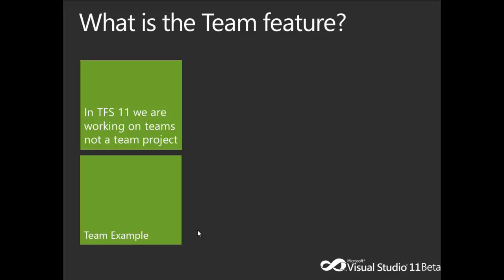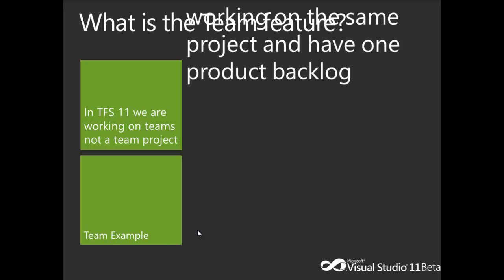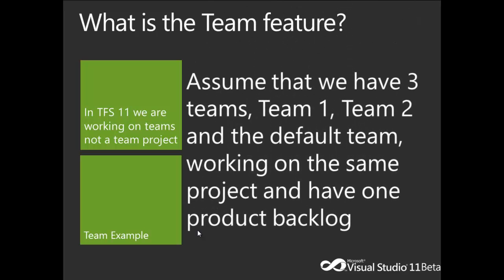To understand the team feature, let's see an example. Assume that we have three teams, team 1, team 2, and the default team working on the same project and have one product backlog. Although they are working on the same project, each team has different members, different backlog items, different days off, and so on and so forth. So let's give an example of what each team may have. And remember, all teams share the same product backlog, but each team manages its own backlog separately from other teams.